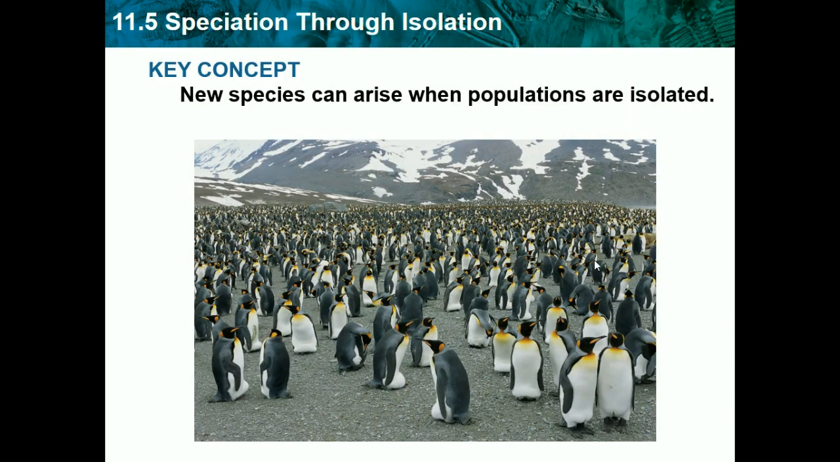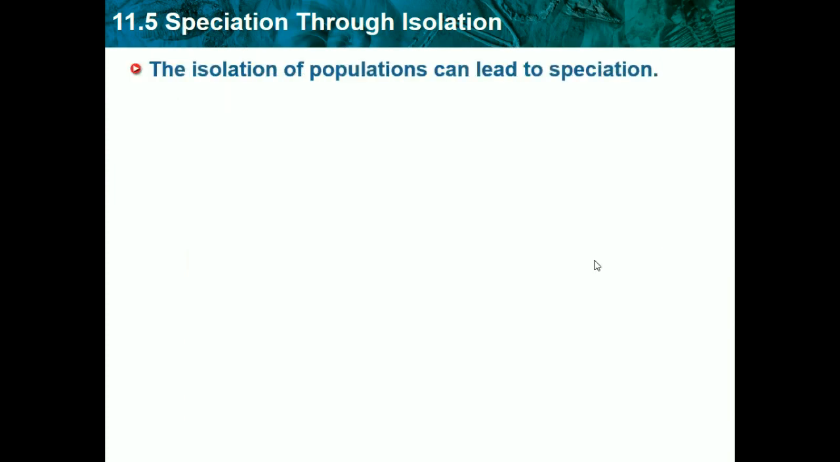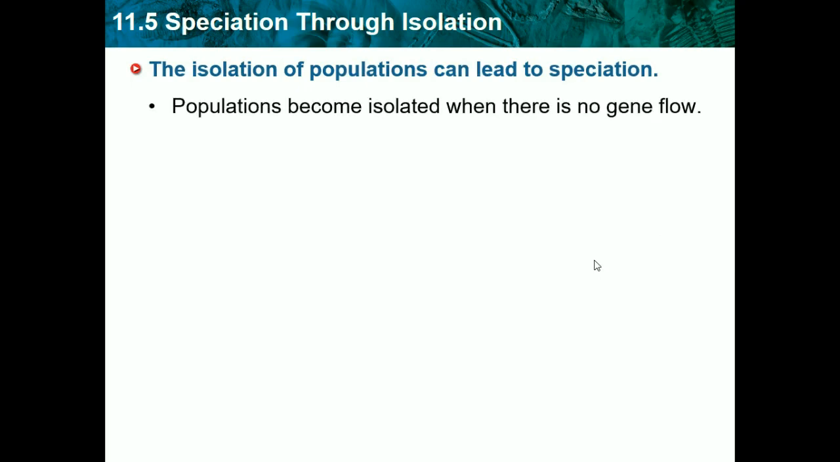So 11.5, speciation through isolation. New species can arise when populations are isolated. The isolation of a population can lead to speciation, and speciation is just the arrival of two new species from one species. So one species basically branches off into two new species.